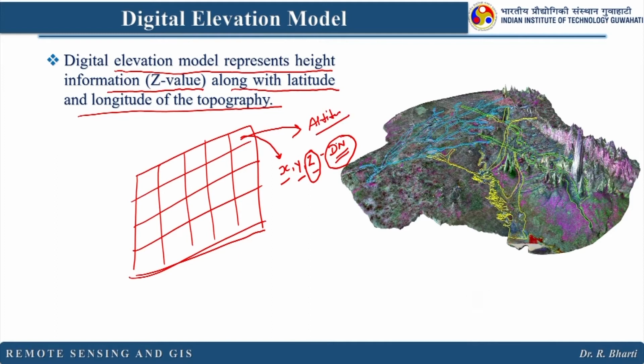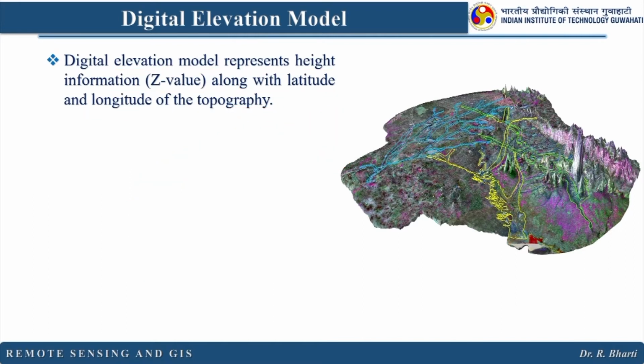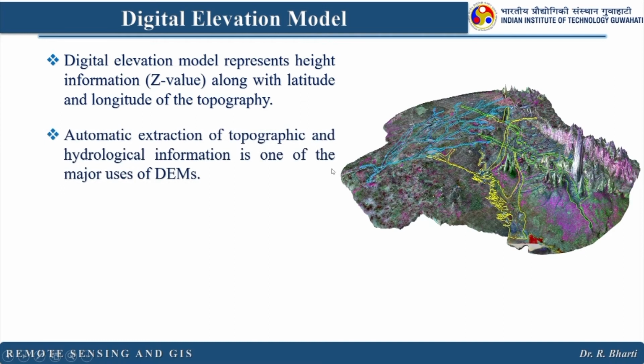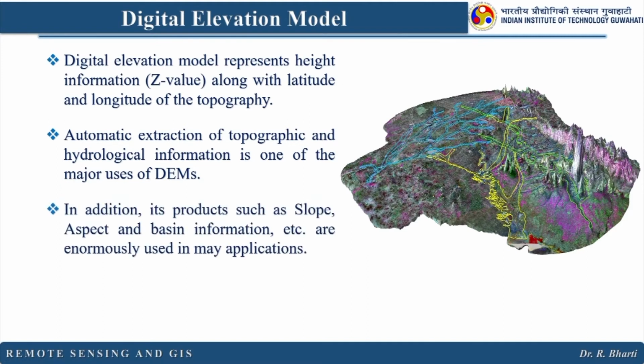So when you are having altitude information for every pixel, what additional information will you get? You will get the topography, what kind of topography your area is having, whether it is a flat land or very hilly terrain. Those information you can easily extract from a digital elevation model. So automatic extraction of topography and hydrological information is one of the major uses of DEMs. In addition, its products such as slope, aspect and basin information etc. are enormously used in many applications.